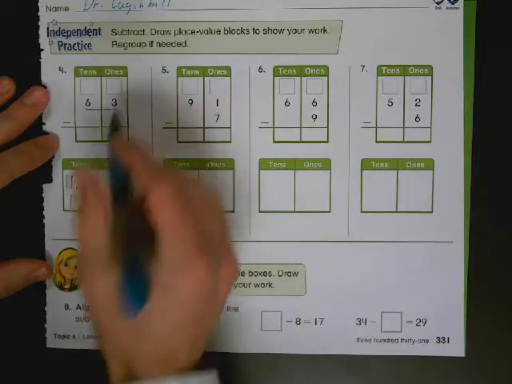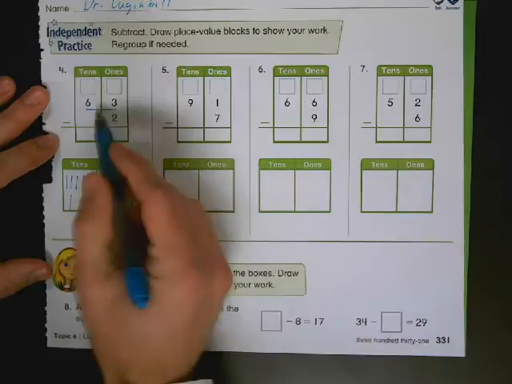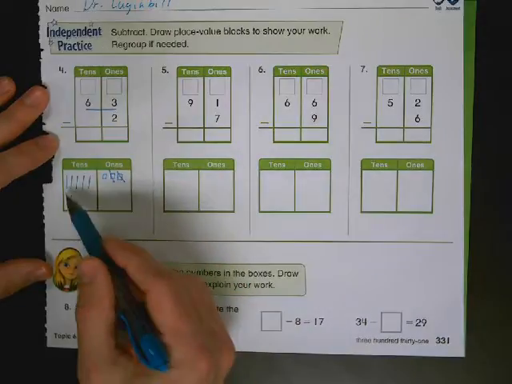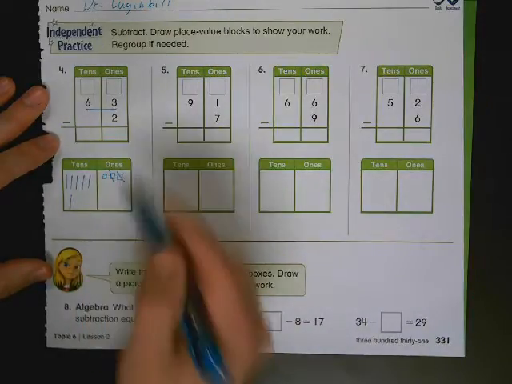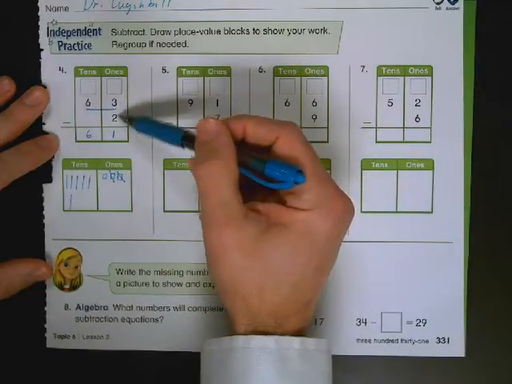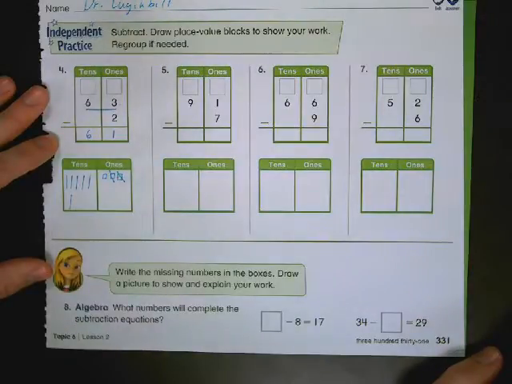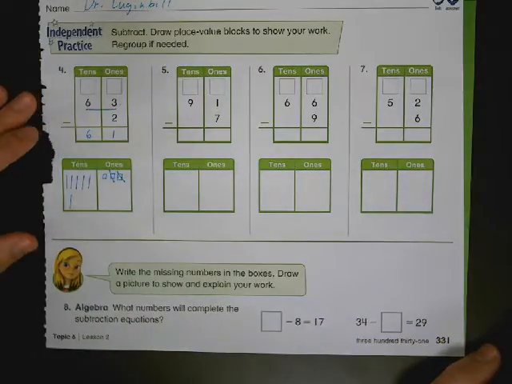So I don't have to regroup and use these squares above. I know that 63 minus 2 is equal to 10, 20, 30, 40, 50, 60, 61. Or if I'm subtracting down the columns, 3 minus 2 is 1. 6 minus 0 is 6. First one's very easy. Softball. Take a look at the next 3.